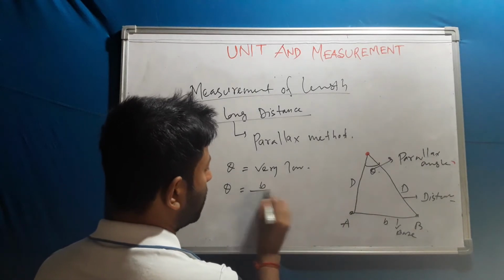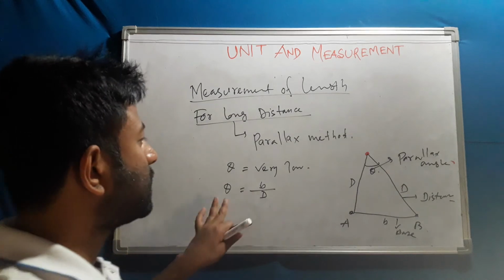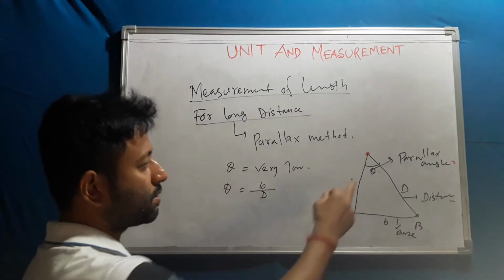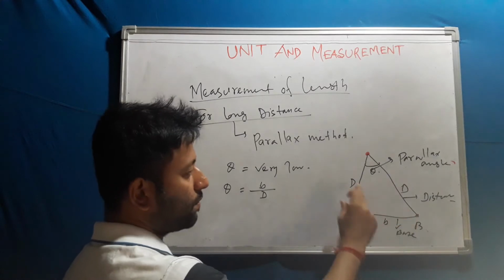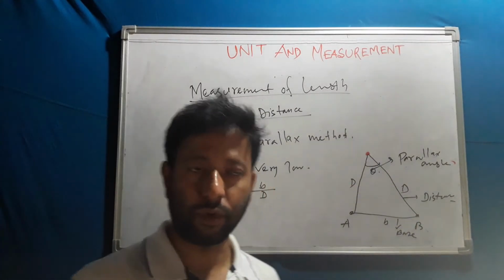This is b and this is b. So theta equal to b by D. How theta equal to b by D? Because when the angle is very small, then I can write this arc by diameter, this should be equivalent to theta. Okay, all these things we started before.